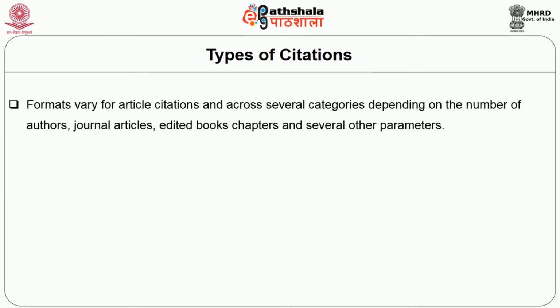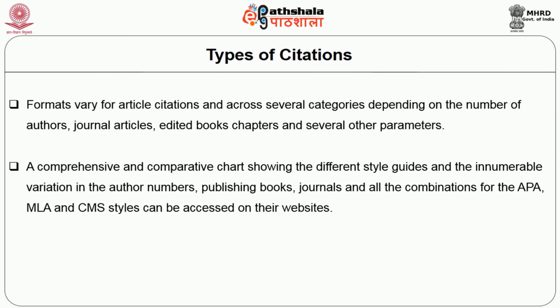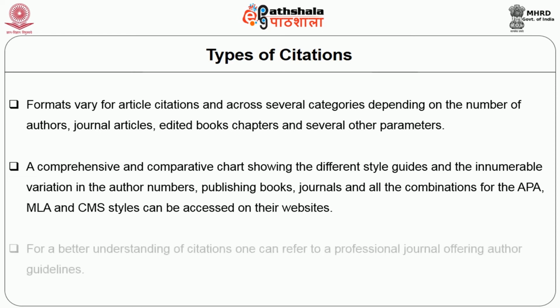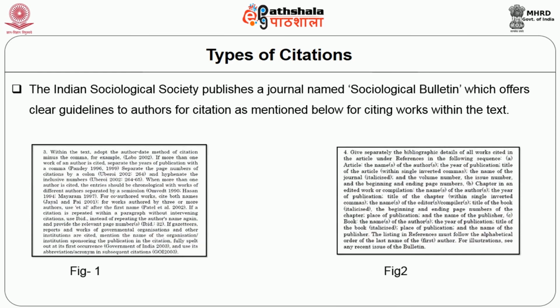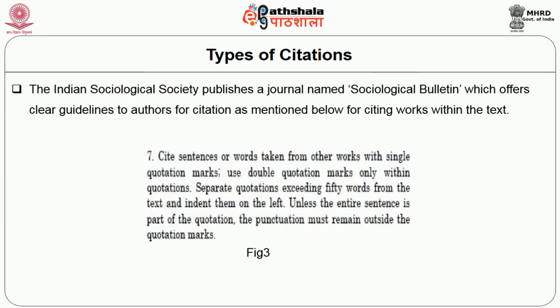Formats vary for article citations and across several categories depending on the number of authors, journal articles, edited books and chapters, and several other parameters. A comprehensive and comparative chart showing the different style guides and the innumerable variation in author numbers, publishing books, journals, and all the combinations for APA, MLA, and CMS styles can be accessed on their websites. For a better understanding of citations, one can refer to a professional journal offering author guidelines. The Indian Sociological Society publishes a journal, namely Sociological Bulletin, which offers clear guidelines to authors for citation, and this is mentioned in the document associated with this self-learning module for citing works within the text. You may refer to the figures and how co-authors can be included and the year of work can be mentioned, and many other details in the document that is attached.